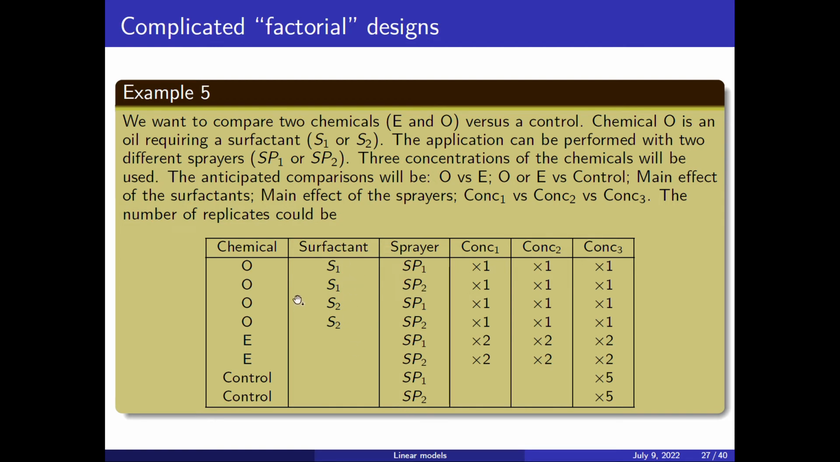And these chemicals will be sprayed on the animal, for instance, and then there are different sprays, and for instance the droplet size may make a difference. The chemical O has surfactants, but the E and control do not have. And you have 3 different concentrations that you want to try, and then you can design your experiment in this way.